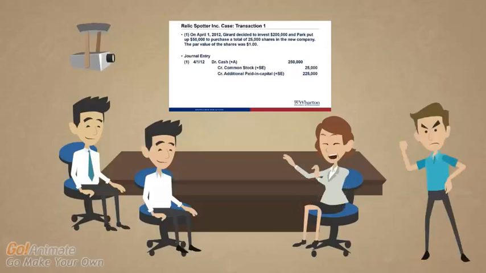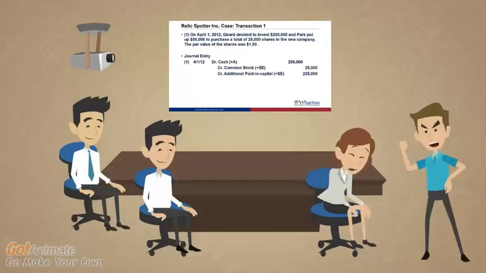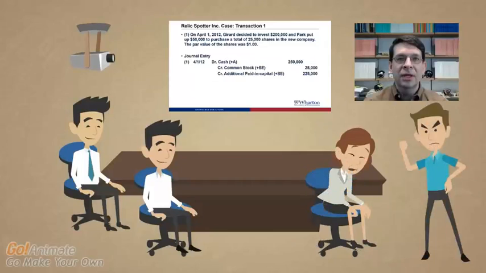Excuse me, are you allowed to have more than one credit in a journal entry? Yes, you can have more than one credit and more than one debit. The only requirement is that your debits equal your credits. And it looks like the par value guy is back from the prior video. Yes, we're going to have to deal with par value a lot, so get used to it.